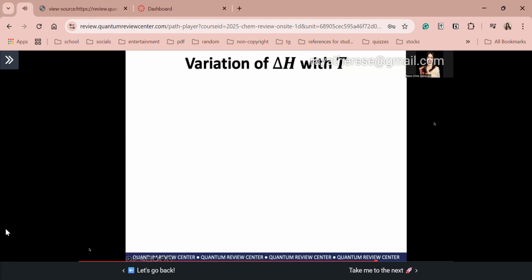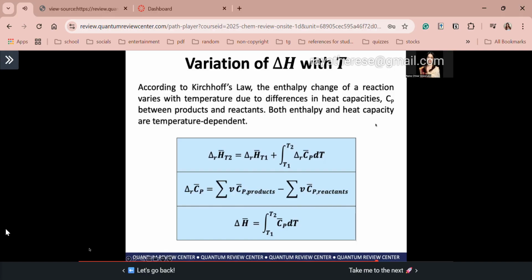Now let's proceed to the variation of enthalpy change with temperature. So sabi ng Kirchhoff's law, the enthalpy change of a reaction varies with temperature due to the differences in heat capacity Cp between products and reactants. Okay? So we can say that both enthalpy and heat capacity are temperature dependent. So guys, basically, we can determine the heat of reaction at T2, at a final temperature T2, using this equation, where delta RH T2 is equal to the enthalpy of reaction with respect to the initial temperature T1 plus the integral of the change in Cp from T1 to T2. Okay?